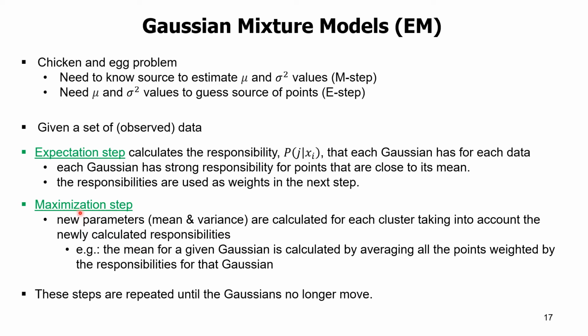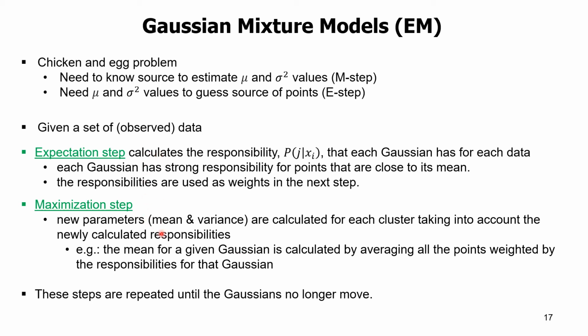When you compute these parameters, these responsibilities are used as the weights. For example, the mean value for a given Gaussian is calculated by averaging all the points, weighted by responsibility for that Gaussian. So when you compute the mean of a Gaussian, each data point is multiplied by the weight values, the responsibility values here. Responsibility is kind of the weight value of the data. That's how it is used in the maximization step.